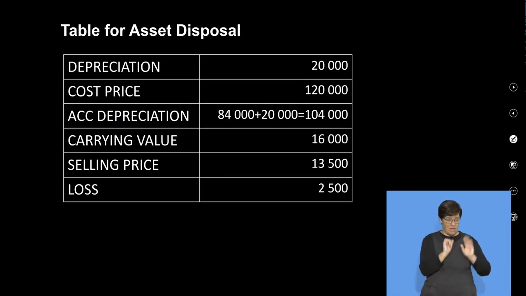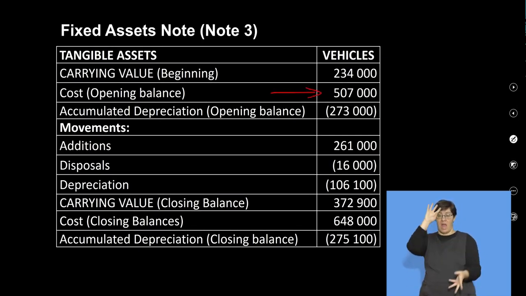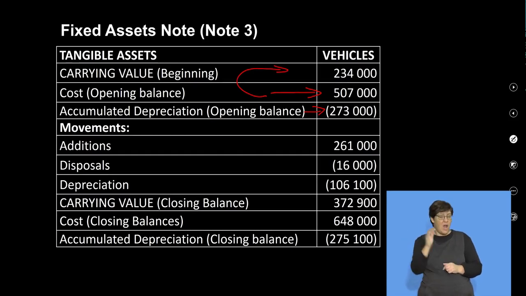This was the asset that we disposed of, that was your vehicles. So once again, looking at your disposal of vehicles, remember, you start off with your opening balance of 507,000, subtract your accumulated depreciation of 273,000, will give you your carrying value at the beginning of 234,000. What do we know about vehicles? There was an addition. We bought a new vehicle for 261,000.